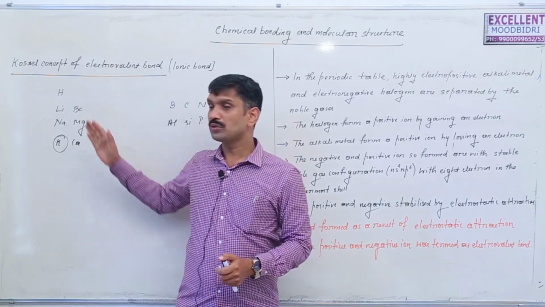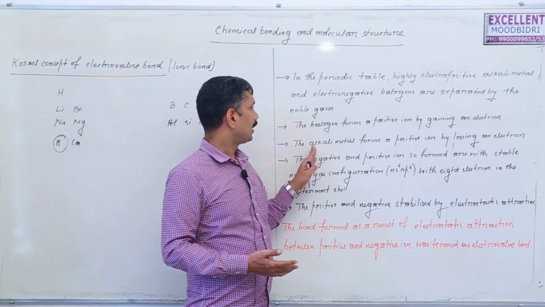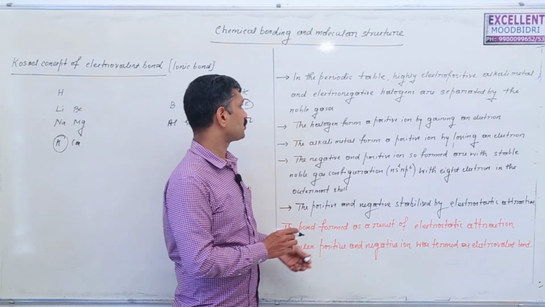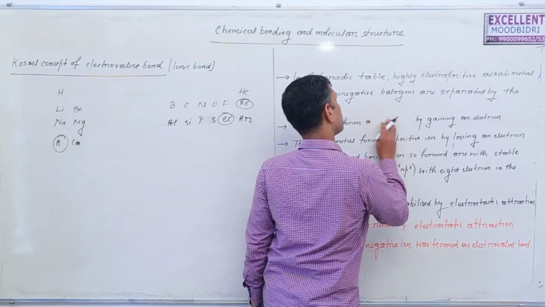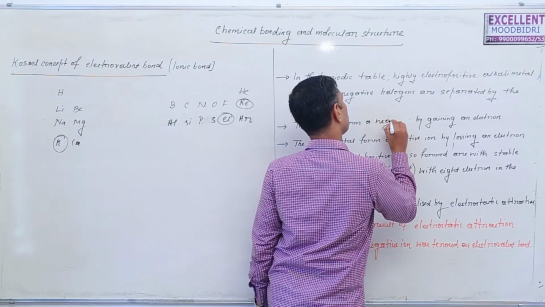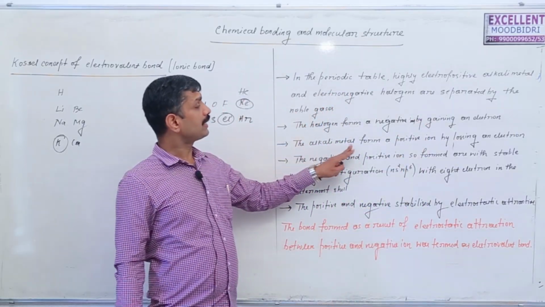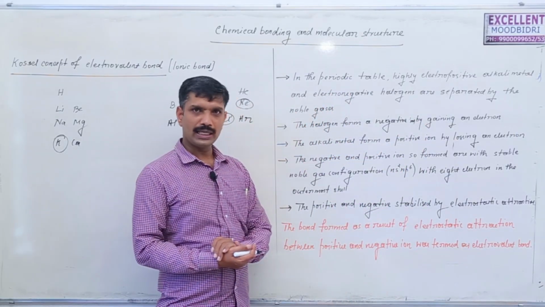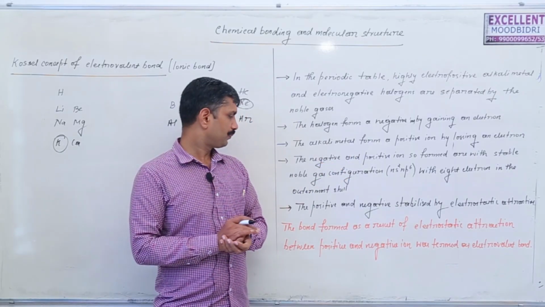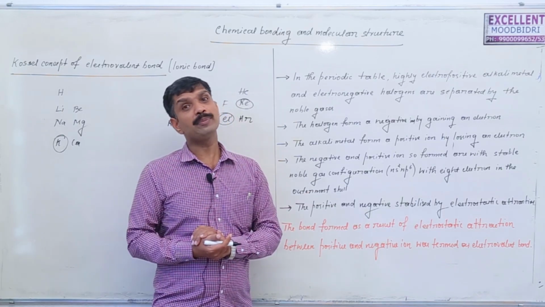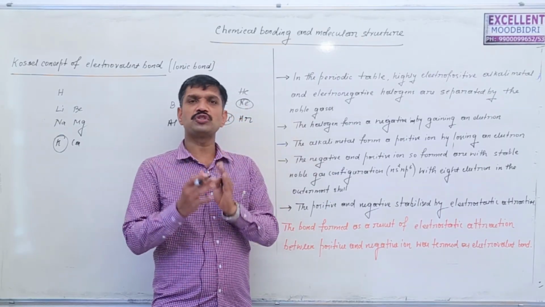Next, alkali metals, as we know, have a high tendency to lose electrons, so they form cations. Halogens form negative ions by gaining electrons, not positive ions. Alkali metals form positive ions by losing electrons. Now both negative and positive ions are stable by attaining a stable electronic configuration, and the positive and negative ions are stabilized by the electrostatic force of attraction.